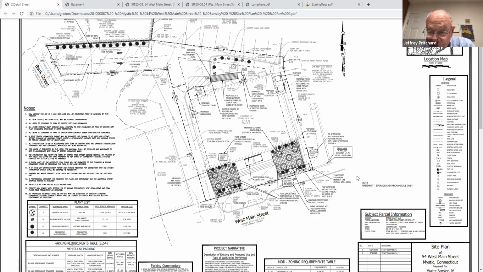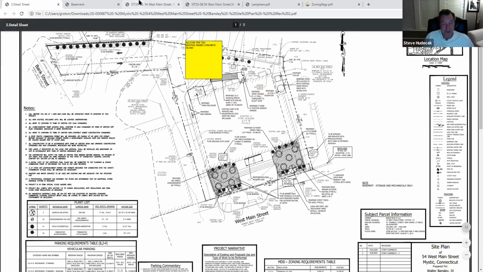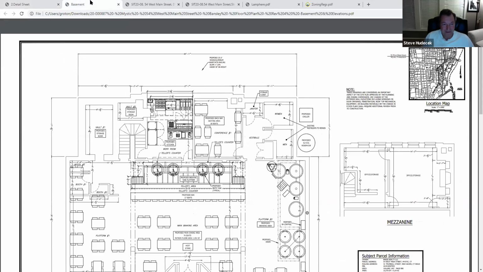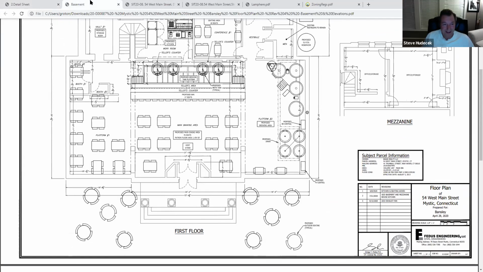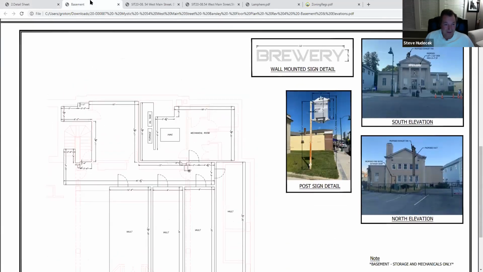Steve? Yeah, similar concerns. Greg, you started off saying that we're not doing many mods, but you're turning a bank into a brew pub. So you've got a fairly substantial exhaust stack that's going to be visible from the street. I'm looking at the south elevation right now. Not too keen on that. The parking issue, not too keen on that.